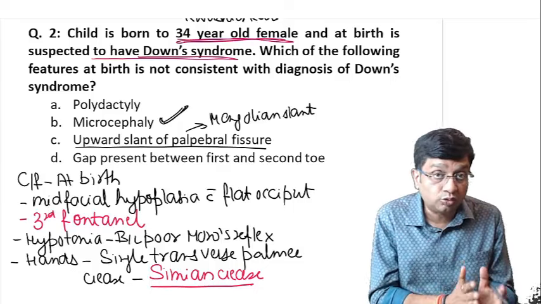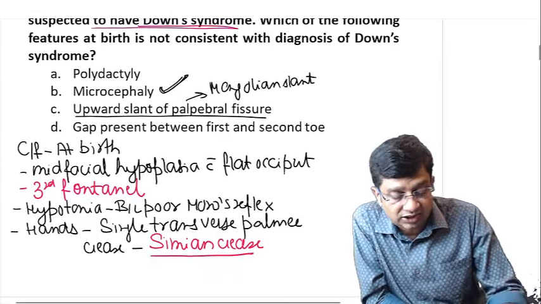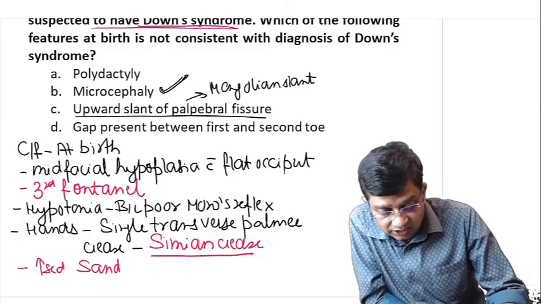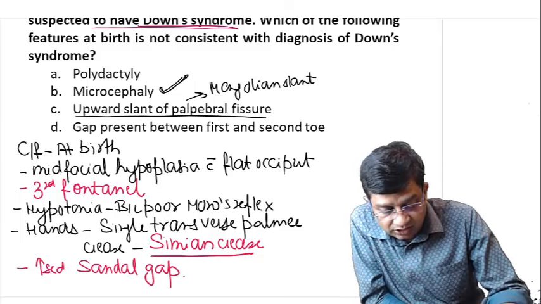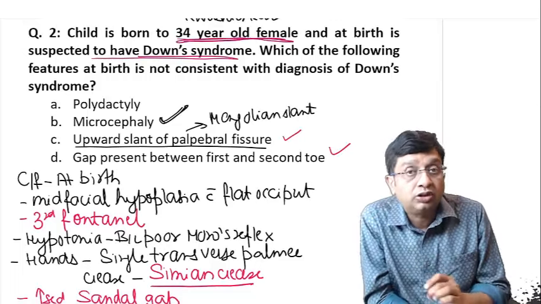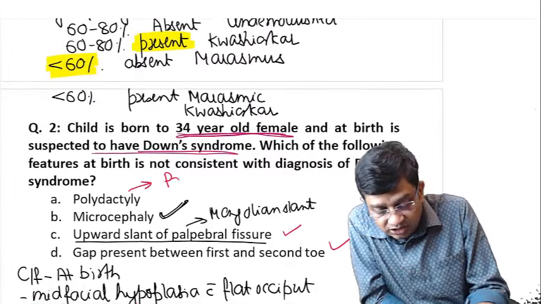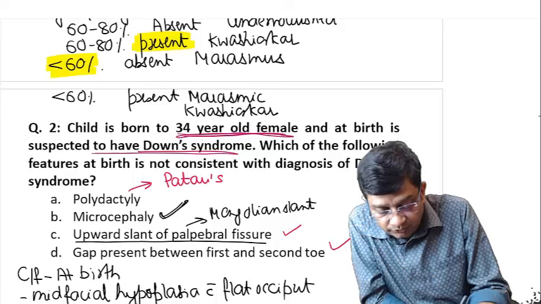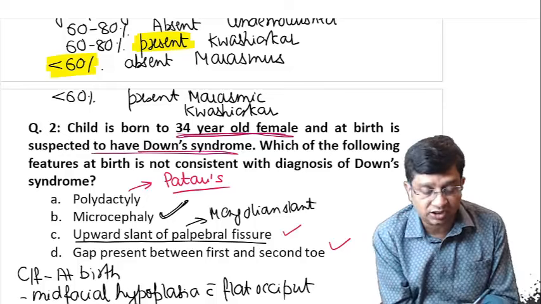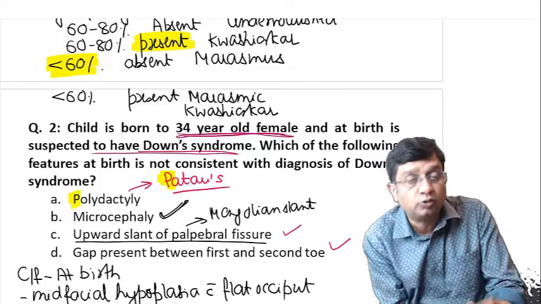And if you see the toe, there is a wide gap between the first and the second toe. That is what we call the sandal gap. So there is an increased sandal gap. If you see here, options B, C, D can all be seen, but polydactyly usually is a feature of Patau syndrome, among the chromosomal disorders associated with increased maternal age. You can simply remember P for Patau syndrome and P for polydactyly.